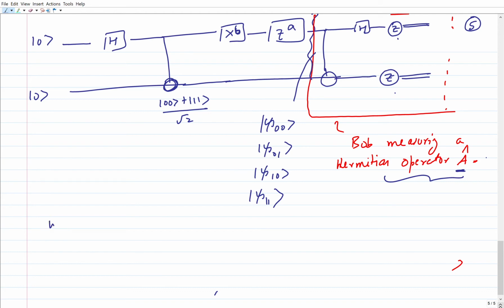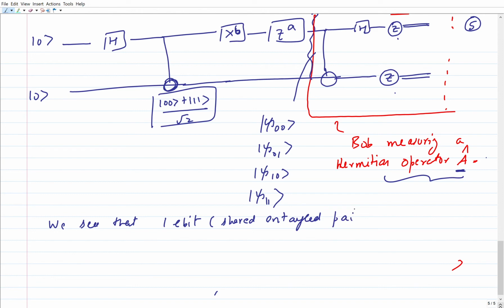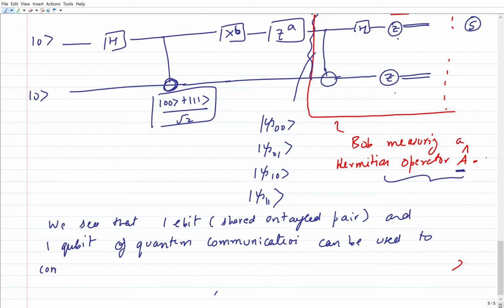So we have seen that one e-bit, that was a shared entangled bit, and one qubit of quantum communication, which was what Alice was sending to Bob, can be used to communicate two classical bits.